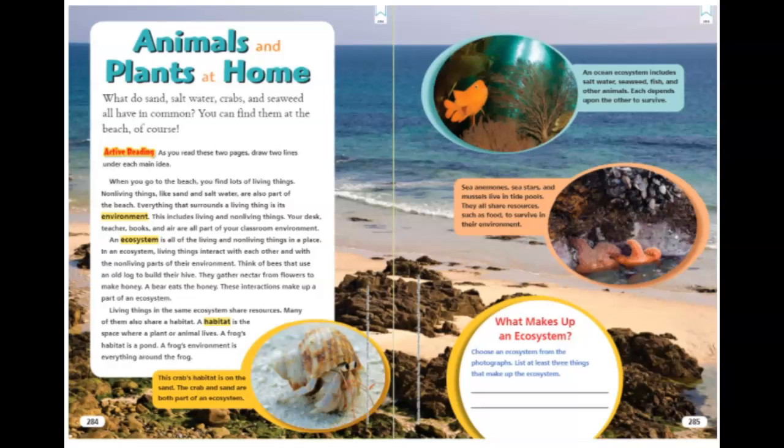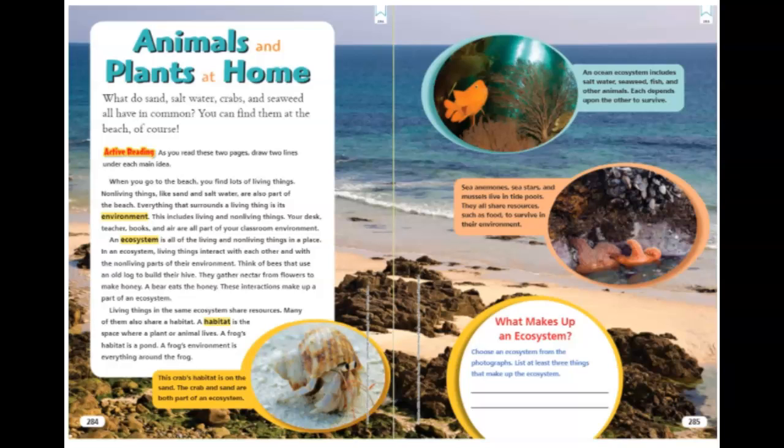Animals and plants at home. What do sand, saltwater, crabs, and seaweed all have in common? You can find them at the beach, of course. As you read these 2 pages, draw 2 lines under each main idea.